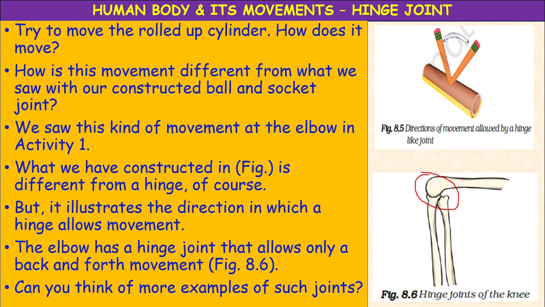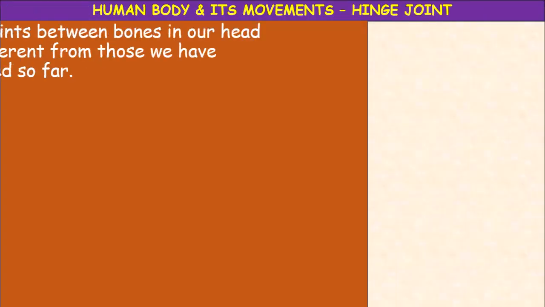Which joint? Hinge joint. Why is it called a hinge joint? Just like the hinge of a door, which allows the door to move only back and forth, in a similar manner the joint present in the elbow and knee allows movement in only one direction. That's why it is called a hinge joint.